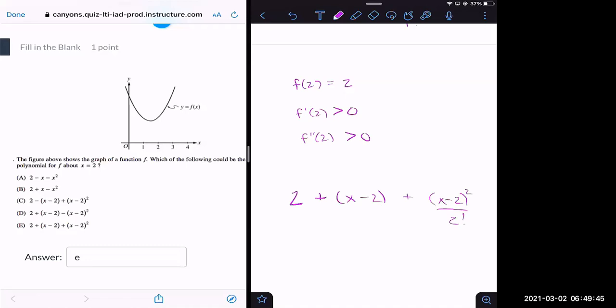So I would expect something like this, but I don't know what the second derivative is. I just know that it's positive. So I just pay attention to the sign. So it has to be E because we have 2, which again is the same on all of them. F prime was positive and f double prime was positive. It's the only one that has the correct signs.